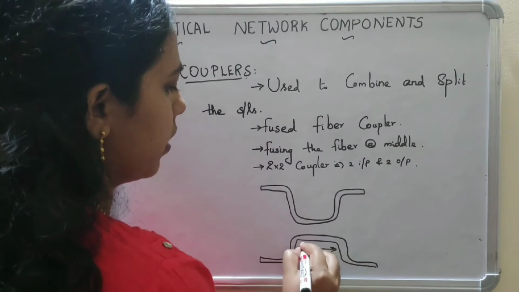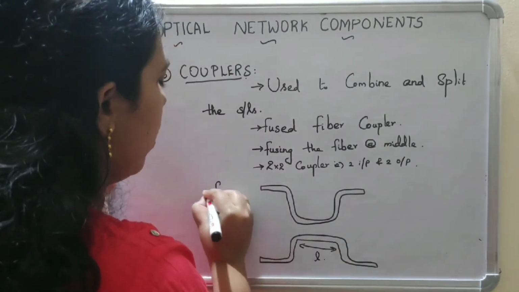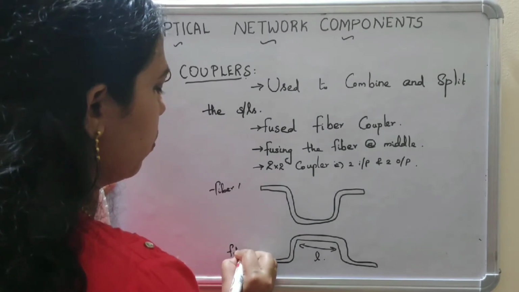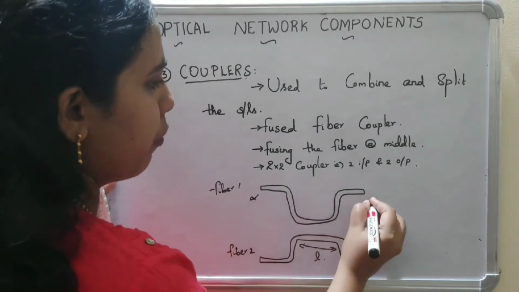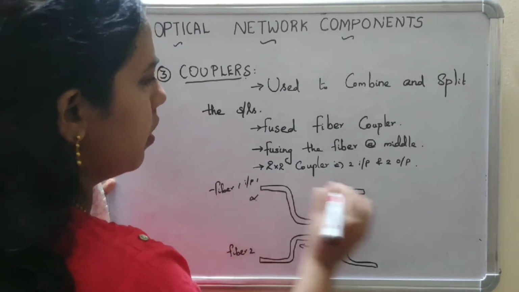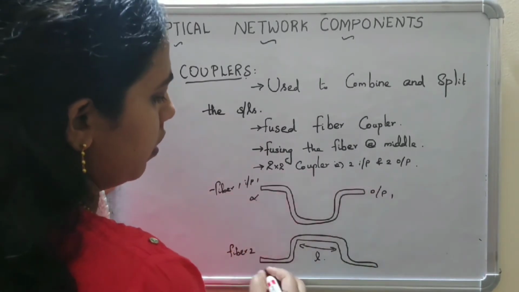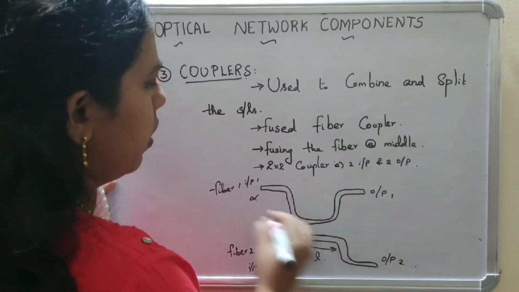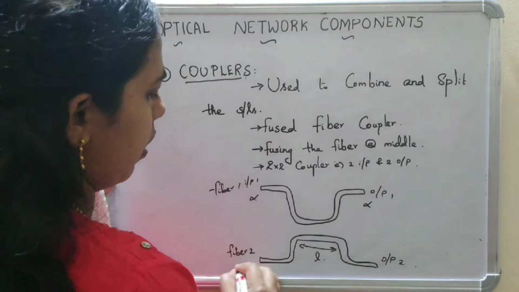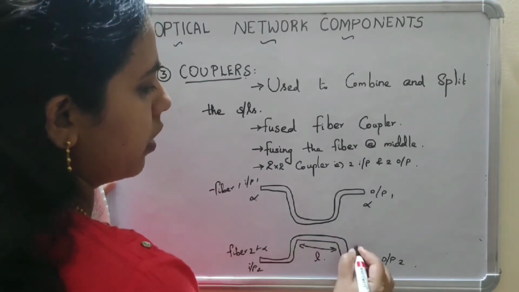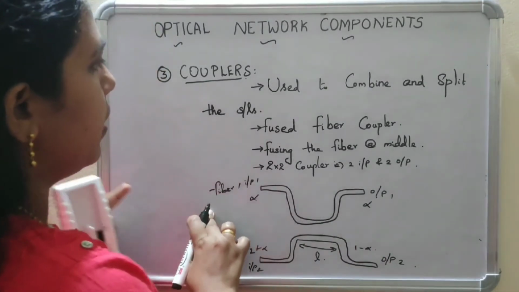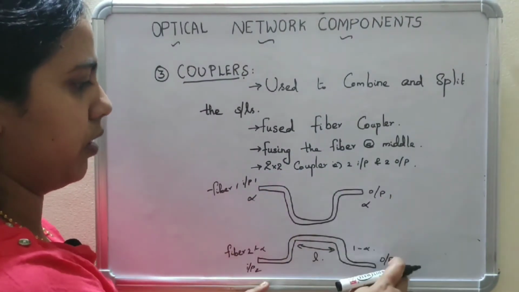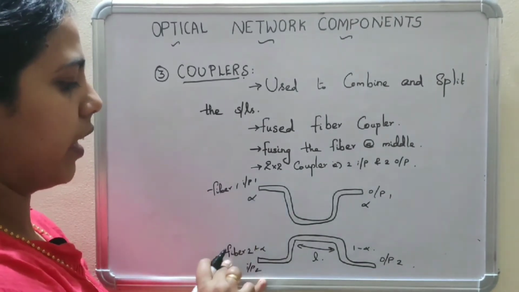Here this is the length, which is denoted by L, and this is fiber 1 and this is fiber 2, and have the fraction alpha. This is input 1, this is output 1, this is input 2 and this is output 2. Have the fraction alpha, output as alpha. Here 1 minus alpha, here also 1 minus alpha, which means that the 2x2 coupler has 2 inputs and 2 outputs. This is fiber 1 and this is fiber 2.